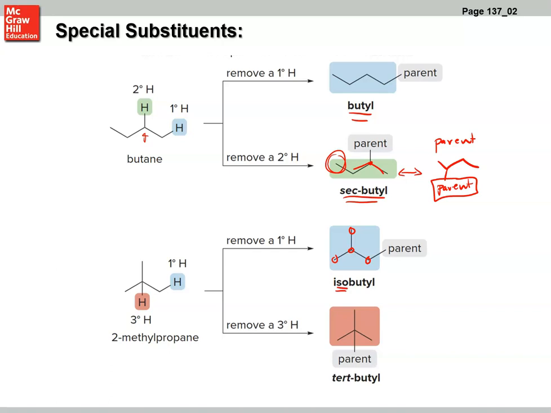And then the tert-butyl is, we still have 1, 2, 3, 4, but the parent is attached to a carbon that's attached to 3 other things. So we have butyl, sec-butyl, isobutyl, and tert-butyl. So just so you're aware, if you see those names, you are able to distinguish what those actually mean, and you're not thrown off by this in the book, for example.